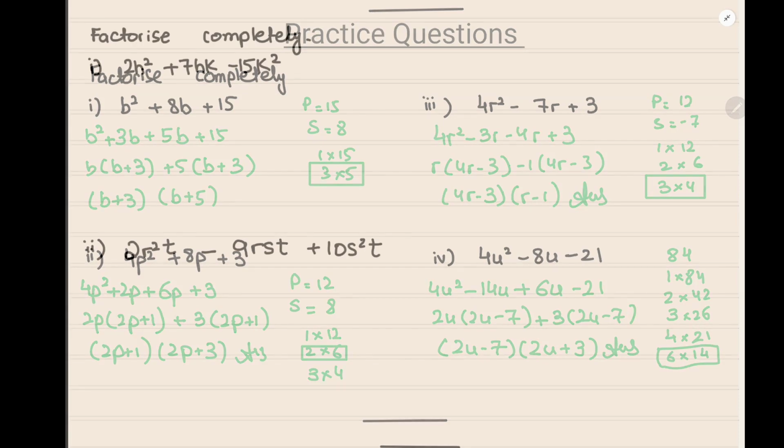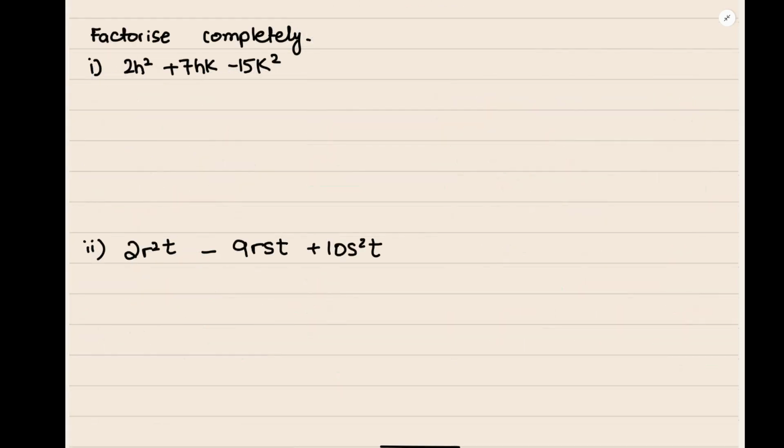These are the answers. They are in a proper sequence, so I need to go directly. My product target must be negative 30 because 2 times negative 15 is negative 30, and sum target must be plus 7. So it should be 1 times 30, 2 times 15, 3 times 10. So I will try this one: plus 10 and negative 3. Yeah, I can get it.